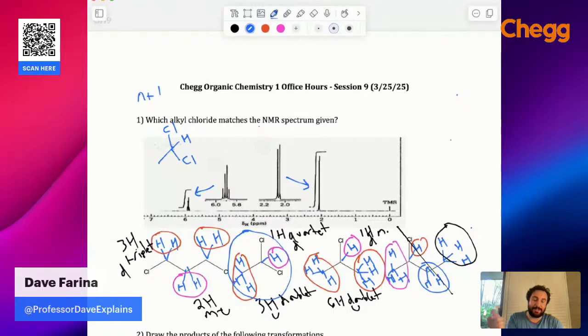It's also not optically active if it's not chiral. So if something is not chiral, it won't rotate plane polarized light. It won't be optically active. Or if it is chiral, but it exists as a racemic mixture, then it will not be optically active. If instead it is chiral and it is enantiomerically pure, then it will be optically active and it will rotate plane polarized light to some extent.